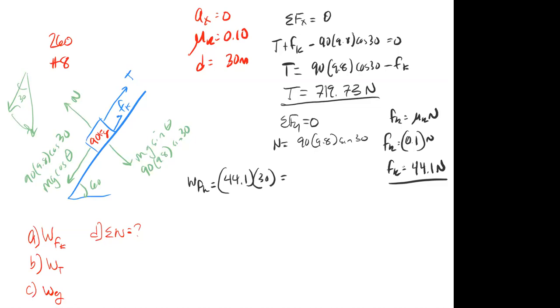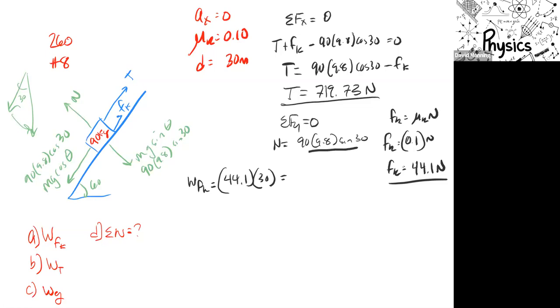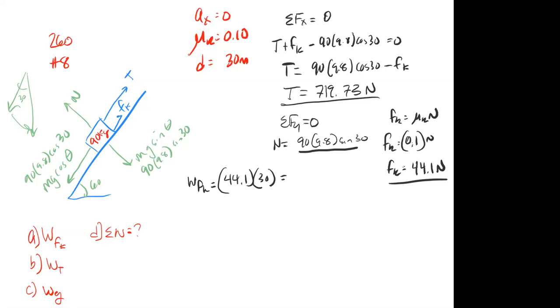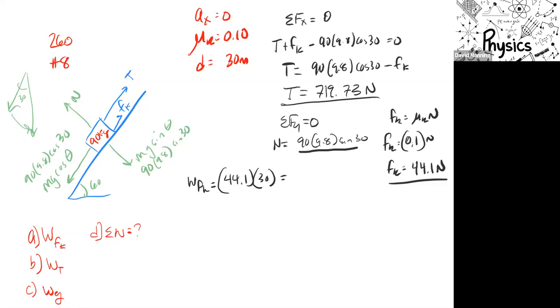Question: how were you able to get 44.1 for Fk? Because this is 441 times 0.1, the mu coefficient. Okay. Did I do that right? Yeah. 441 times 0.1. So the work done by friction is 1323 joules.